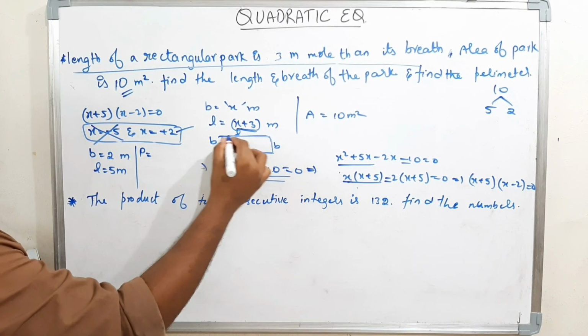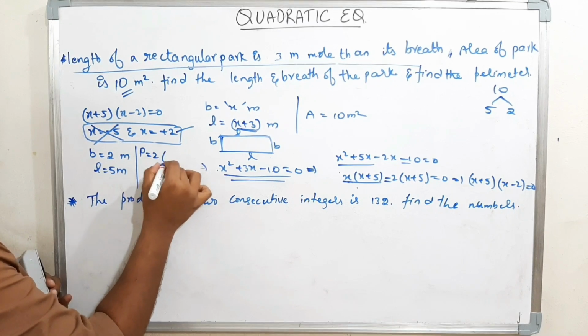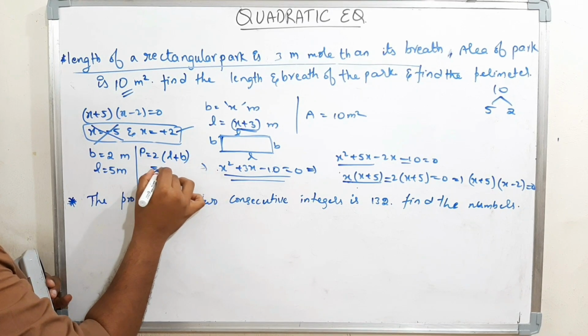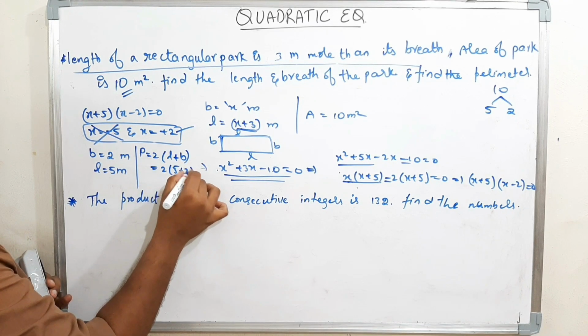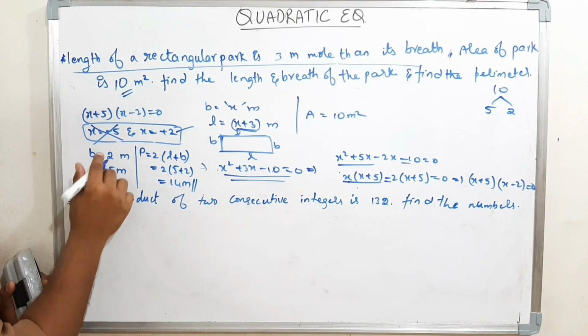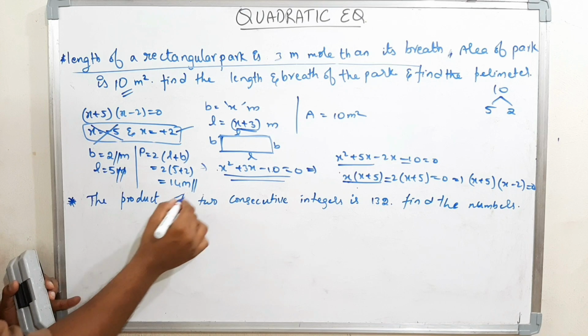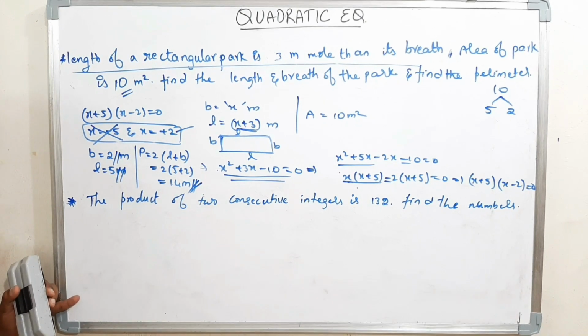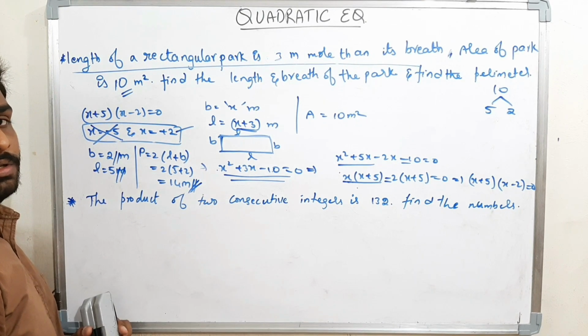Perimeter is 2 into (L plus B), that is 2 into (5 plus 2), that is 14 meters. Therefore, the breadth is 2 meters, the length is 5 meters, and the perimeter is 14 meters. I think this question is clear.